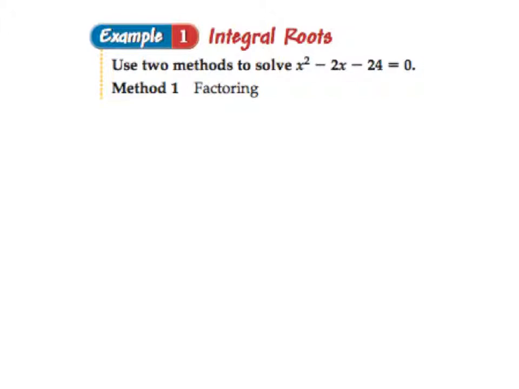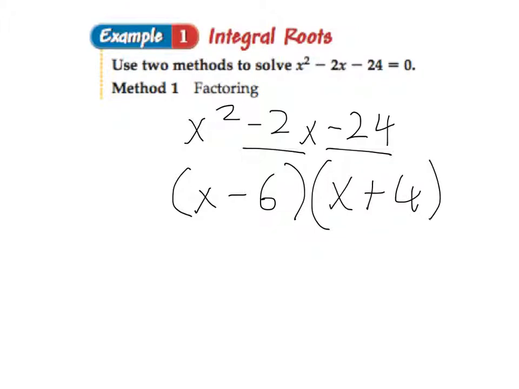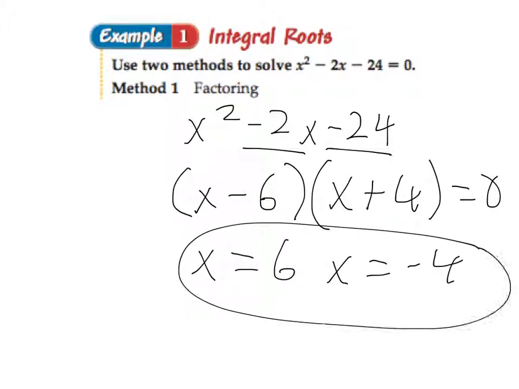Now let's just review. Remember, to factor x squared minus 2x minus 24, we have to ask ourselves what multiplies to negative 24 and adds to negative 2. And that's going to be x minus 6 times x plus 4, which is equal to 0. So x is equal to 6 and x is equal to negative 4. So these are our two answers.